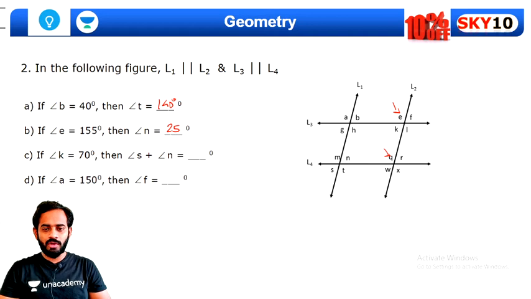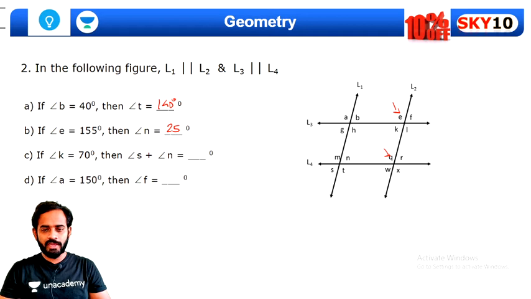Now value of this K will be 70. It is given in the third question. Value of K is 70 degrees. Now what is the value of S and N? Now let us try to understand one thing. Value of K will be equal to value of W.